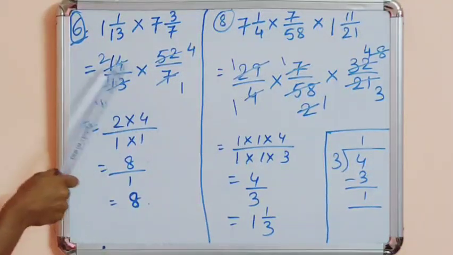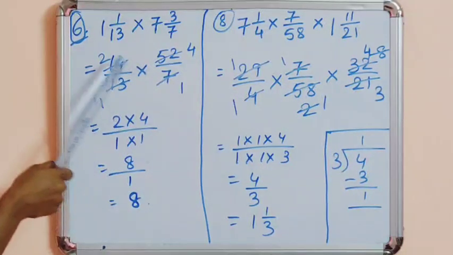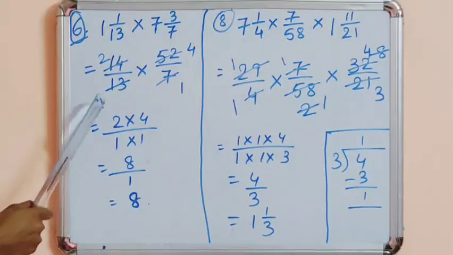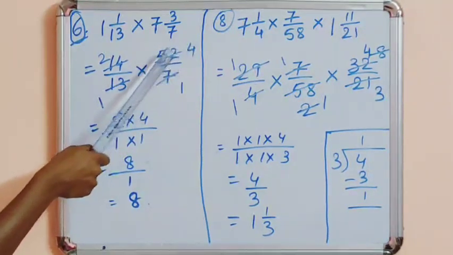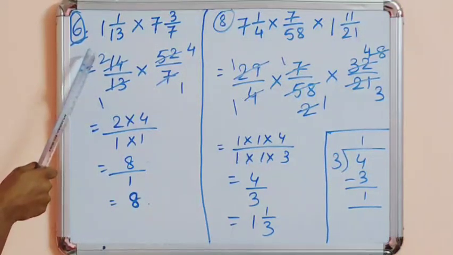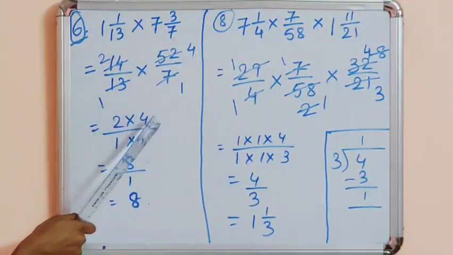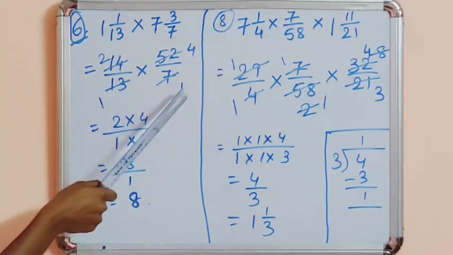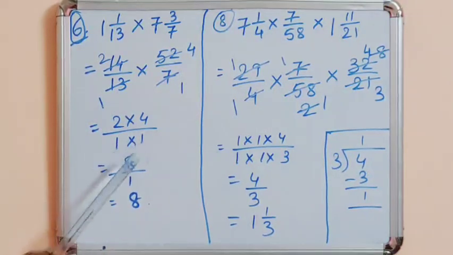Now you can see 7 and 14. So you can cancel 7 and write 1 because 7 ones are 7 and 7 twos are 14. Again here 13 and 52. 13 ones are 13 and 13 fours are 52. So likewise I have reduced this. So in the numerator we are left with 2 and 4. So 2 into 4 by 1 and 1 in the denominator. So 1 into 1. 2 4s are 8 by 1 1s are 1. So 8 by 1 is 8.